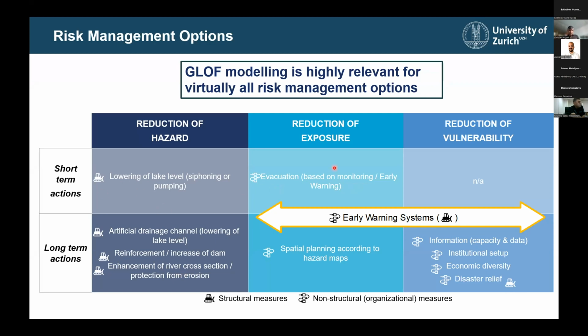Then the evacuation, the reduction of exposure. I have talked about this, that we need evacuation maps. Evacuation maps are best informed by hazard maps and risk maps. So that's very important. And then this is maybe even the most important area of application of GLOF modeling for spatial planning according to hazard maps. So GLOF modeling coupled together with fieldwork is very good for producing hazard maps. And also, finally, for reduction of vulnerability, with GLOF modeling, we can produce hazard maps which serve as an important information to authorities and population.